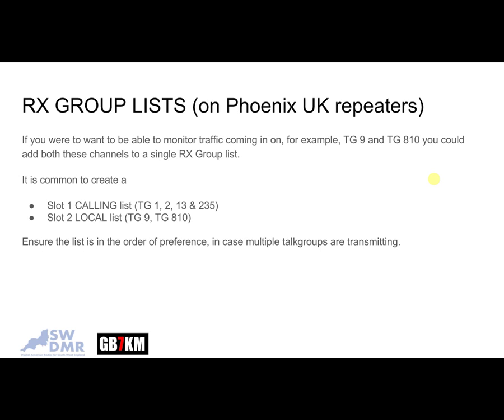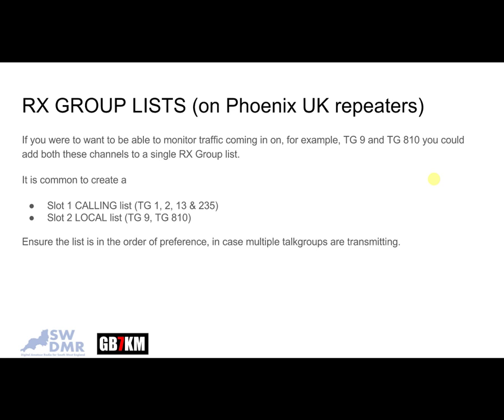When using receive group lists on Phoenix repeaters, it's most common to set the calling groups and all of slot 1 into one receive list and then use a second receive list for slot 2. You shouldn't use the same receive list over both slots, because that does create technical problems.